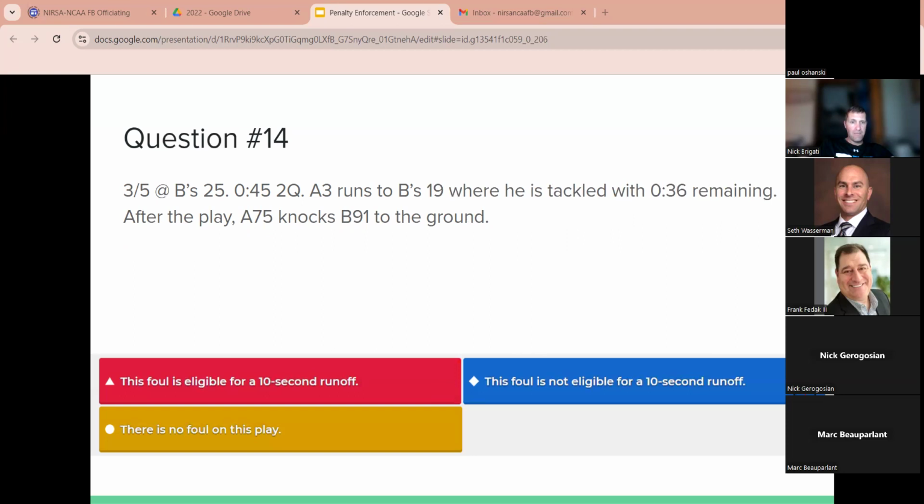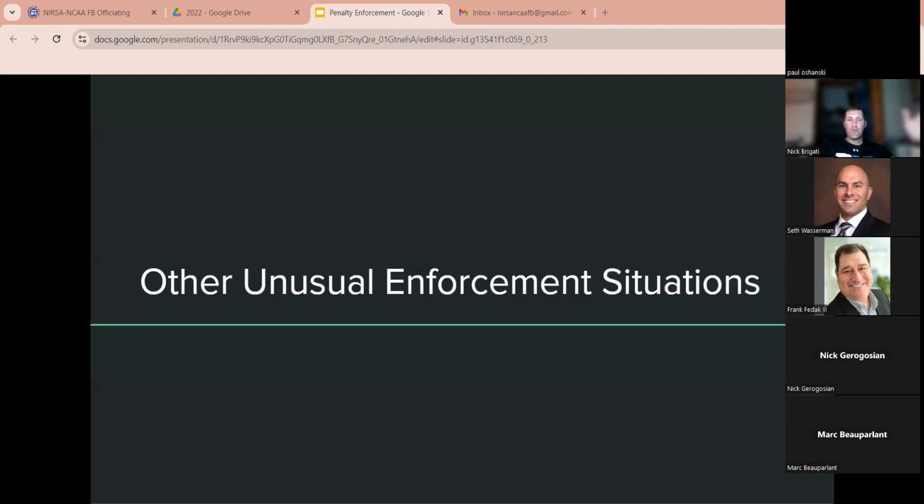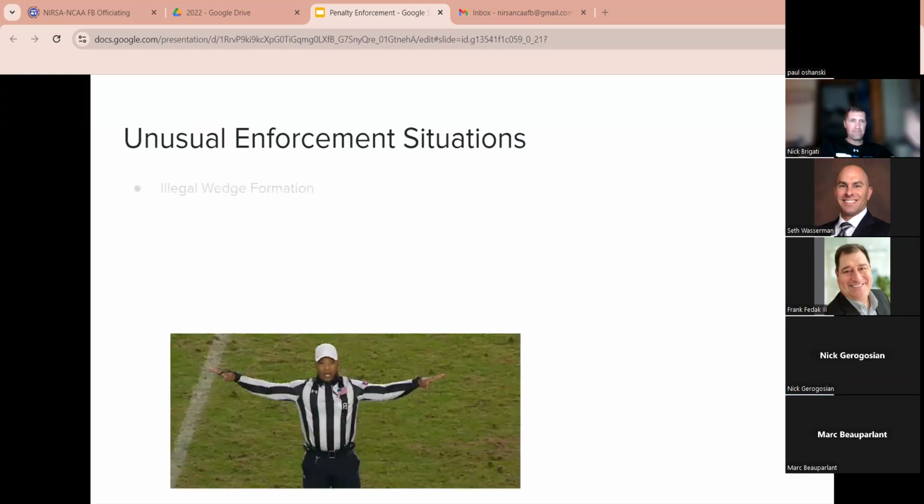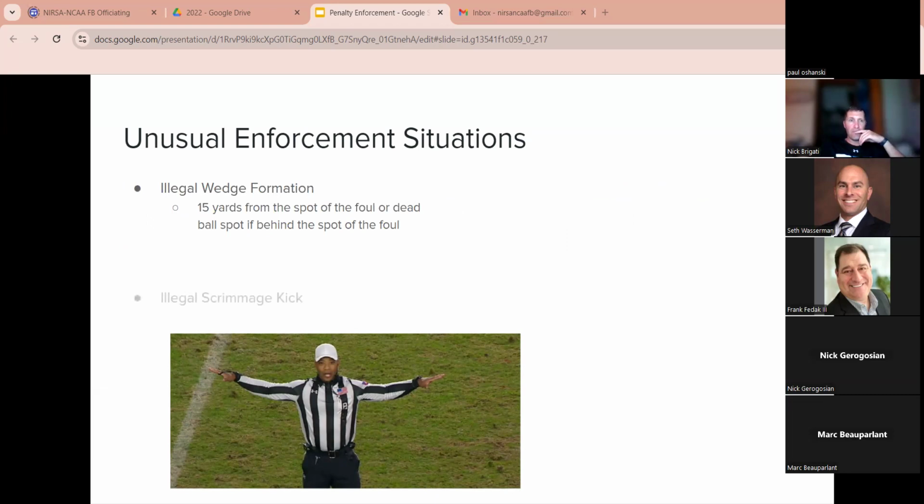I'm going to skip ahead to some other unusual enforcement situations. Illegal wedge formation on a kickoff. I mentioned that way back when we started about free kick fouls during free kick plays. 15 yards from the spot of the foul or from the dead ball spot if the dead ball spot is behind the spot of the foul for enforcement. So this foul could occur during the kick or during the return, but is enforced with these specific enforcement criteria.